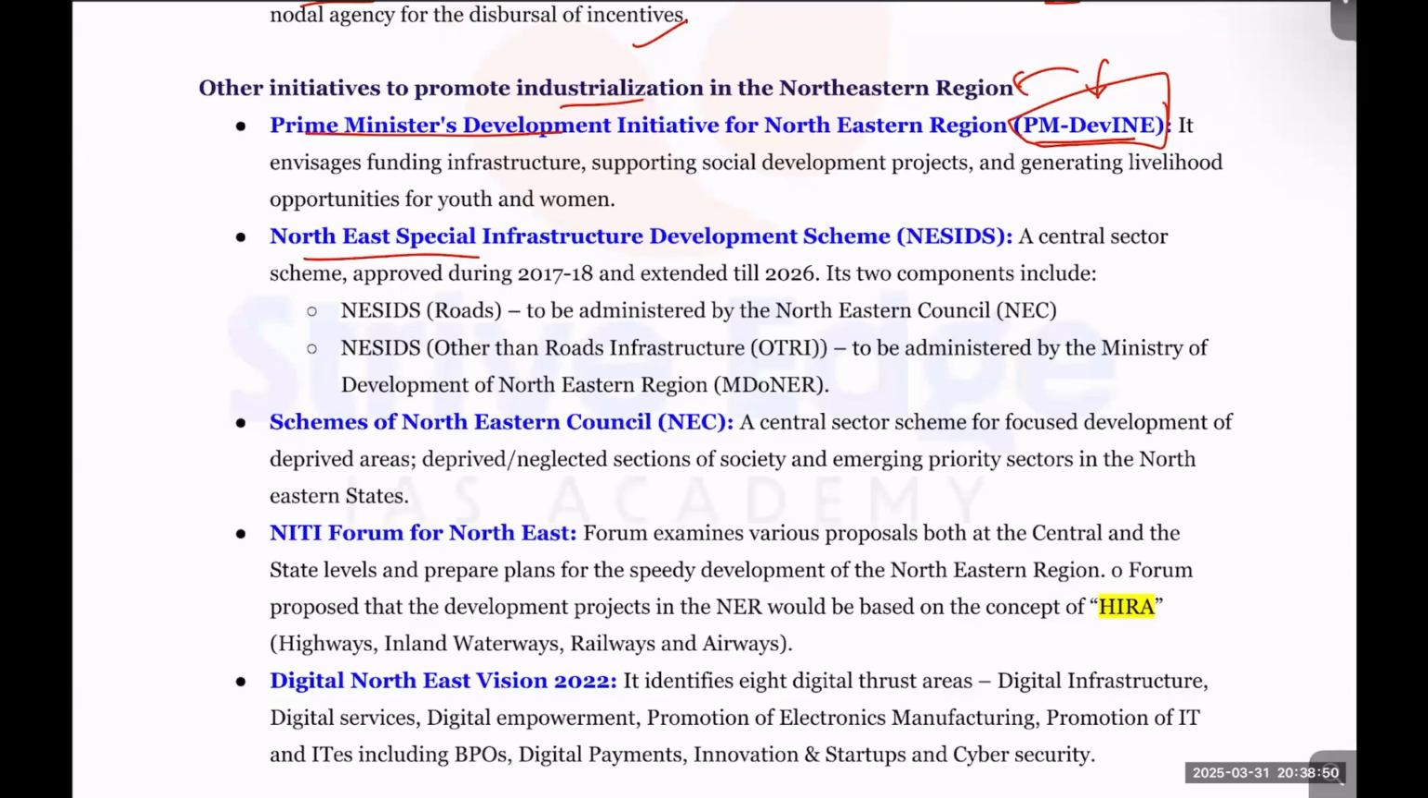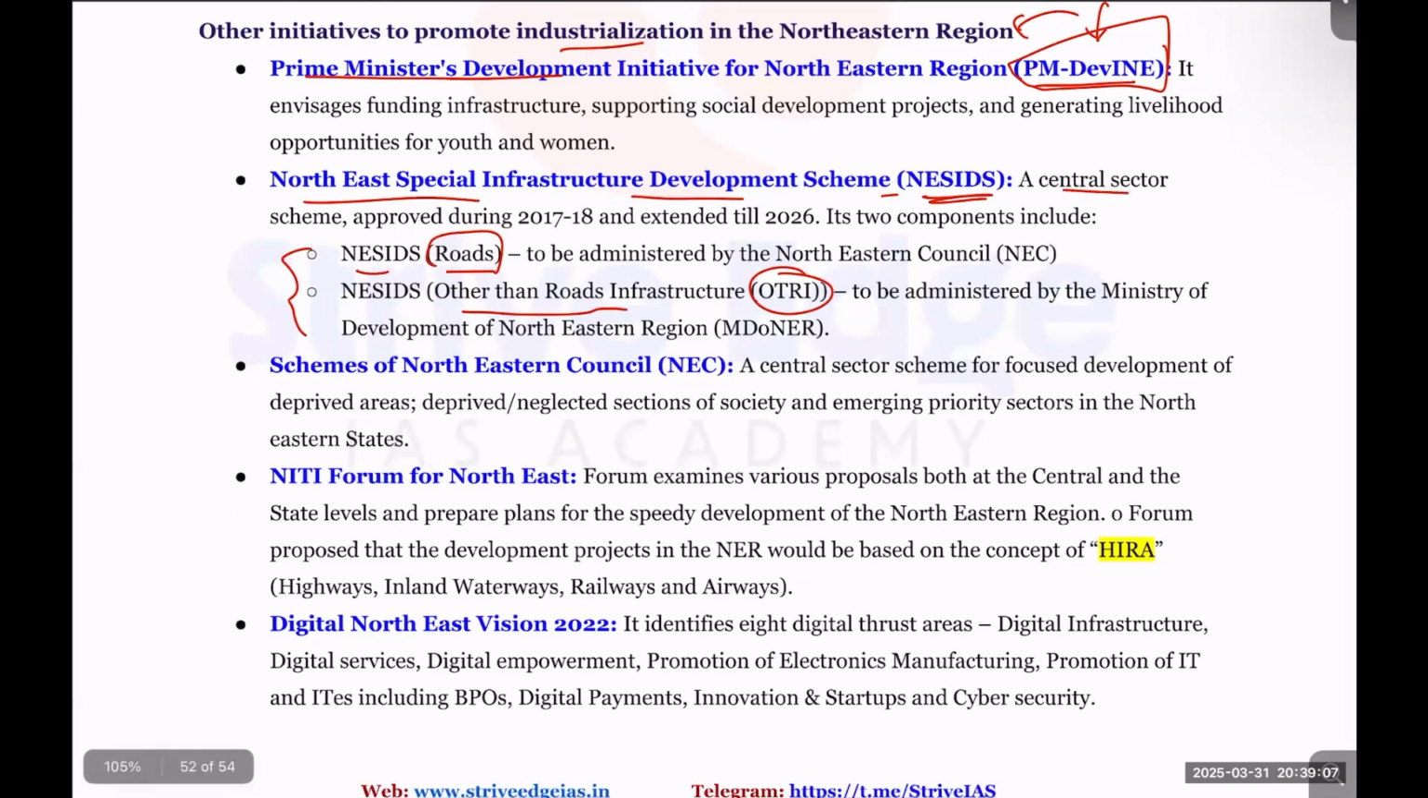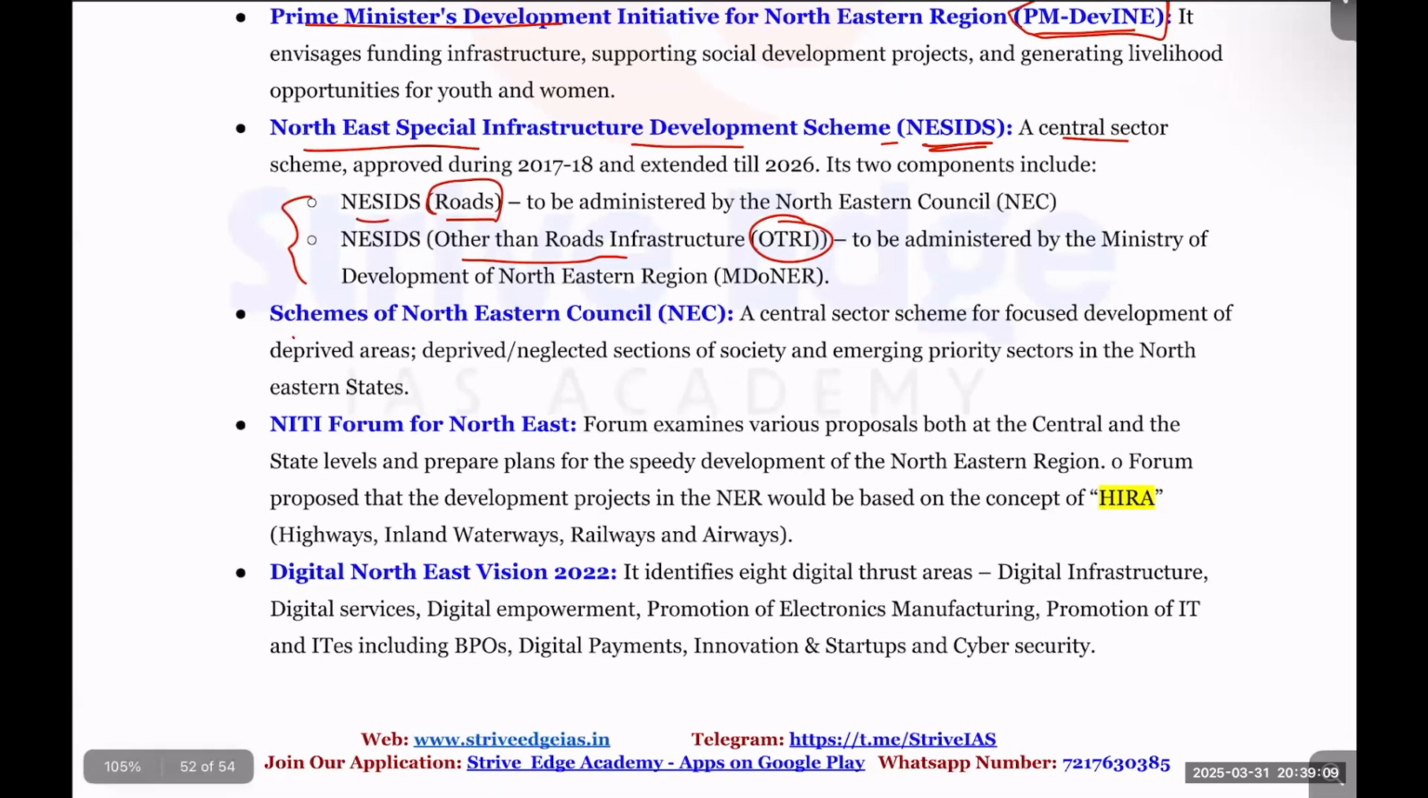Northeast Special Infrastructure Development Scheme, NESIDS. It is also a central sector scheme, with NESIDS Road to develop road projects other than road infrastructure. And these are some of the sub-schemes, some components of the scheme. Then there are Initiatives for Northeast schemes of the Northeast Council. The Northeast Council has itself launched some schemes. It is also a central sector scheme.